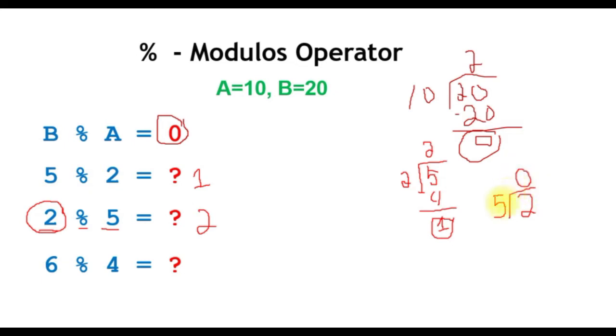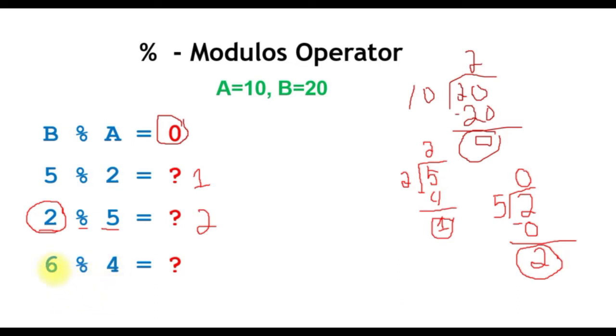Next, 0 times 5. The answer is 0. Kasi alam naman natin, any number multiplied by 0 is always 0. Next, 2 minus 0. 2, magtanggal ka ng 0. The answer is 2. O, ayan. Na-prove na ba natin na 2 yung sagot sa 2 modulo 5? Yes. Next, 6 modulo 4.